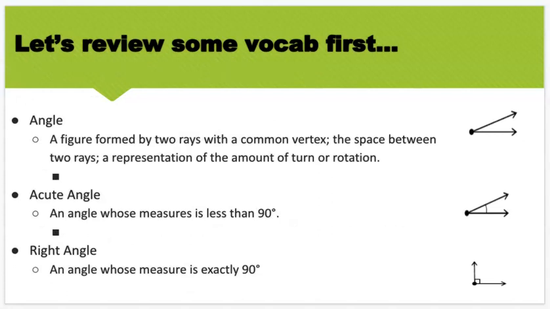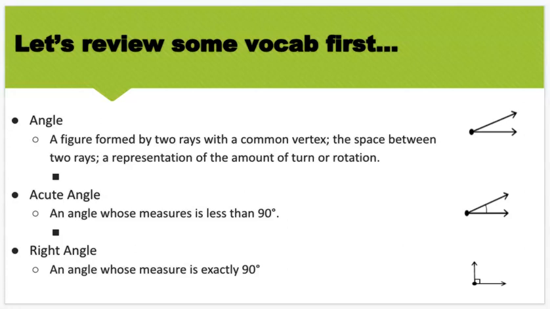Then we have angles. Here's one definition of an angle. We're going to be more specific. Here's our 3 definitions of an angle. We're going to be more specific about what these mean shortly. So an angle is a figure formed by 2 rays with a common vertex. You can also define it as the space between 2 rays, or a representation of the amount of turn or rotation. It's nice to have all 3 of these definitions to make sure we actually understand all attributes or pictures of what angles look like.